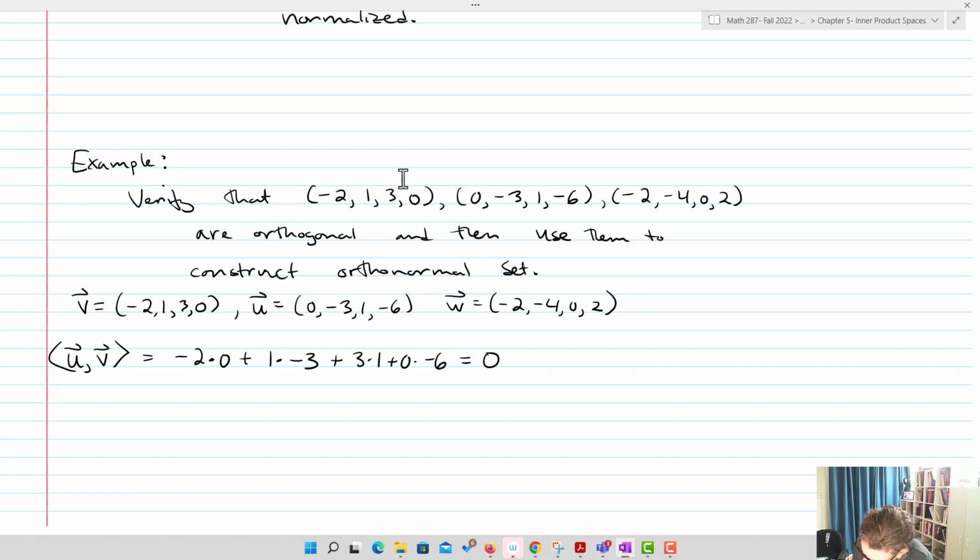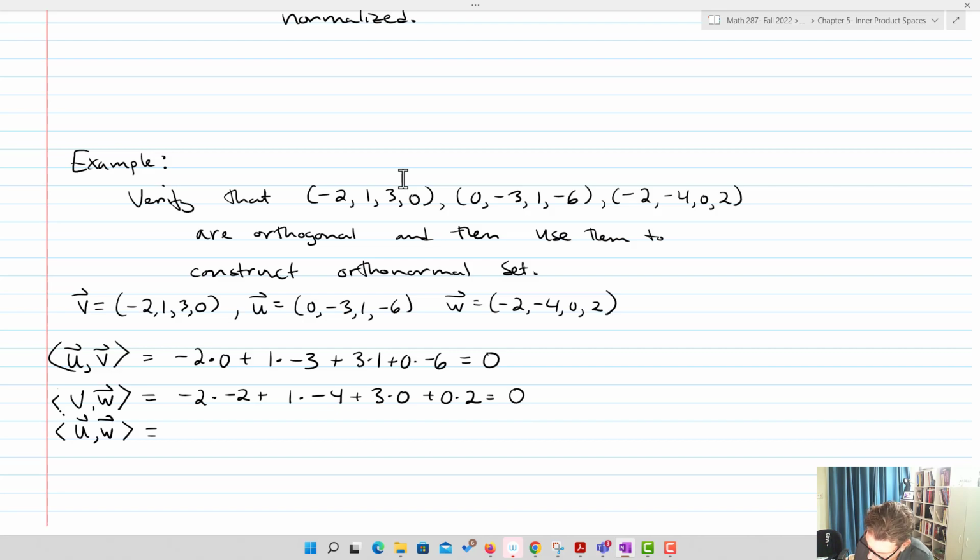Let's try u with w. So u with w is going to be -2 times -2 plus 1 times -4 plus 3 times 0 plus 0 times 2, and that again is going to equal 0. Go in and add them all up, you'll see. And then we'll do v with w, and v with w is then going to equal, this is actually v with w, so let's do u now with w.